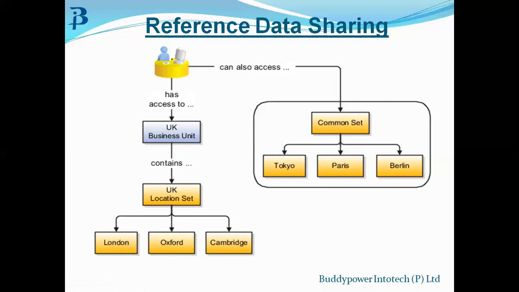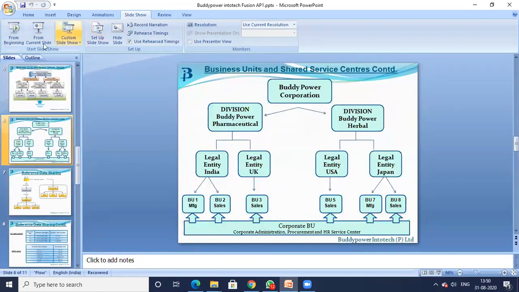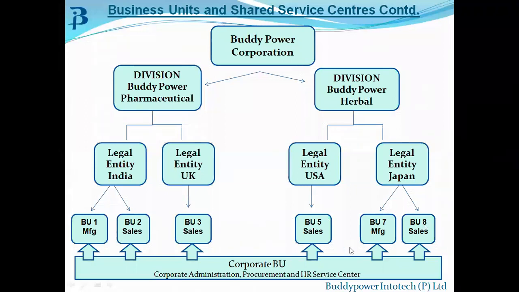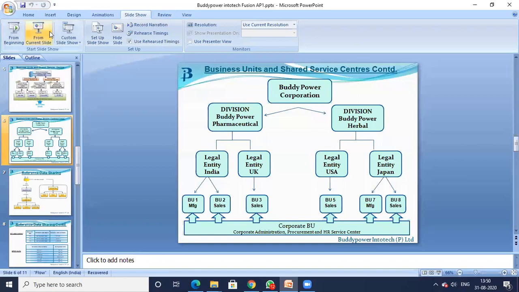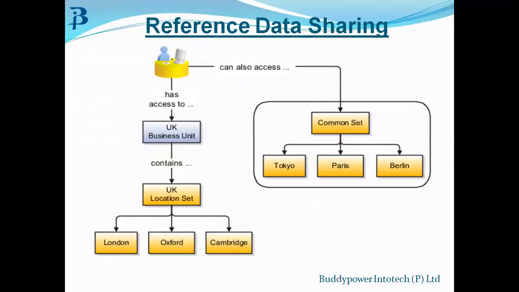But here you can even set data wherein you can put a condition saying that BU2 cannot see the details of BU1, but the corporate BU can see and access all the information of all the client BUs. That is reference data sharing. Even for payment terms, in procurement also, you can put a condition saying that BU1 cannot access BU2's details. That is the main feature of reference data sharing.